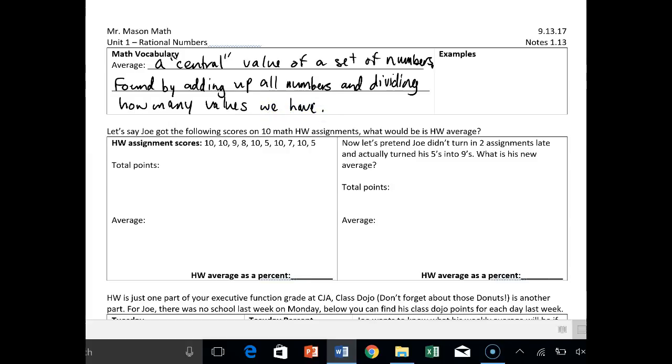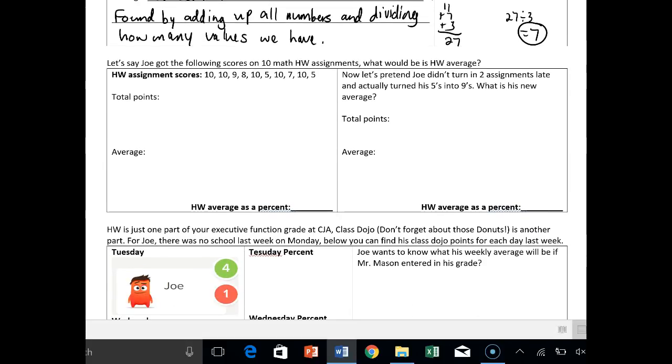So an example, if I gave you 3, 7, and 11, you would add up 11 plus 7 plus 3. That would give you 21. And then you would do 21 divided by 3 to get your average of 7. Okay? So, let's say we have a student. His name is Joe. And he got the following 10 scores on 10 math assignments. What would his homework average be?